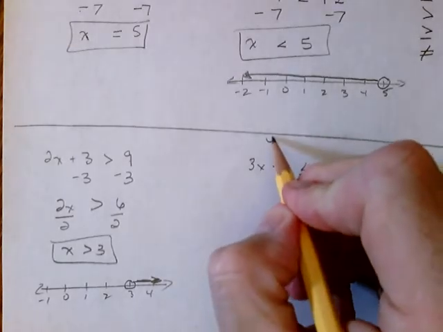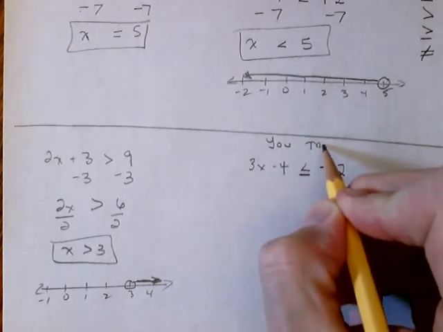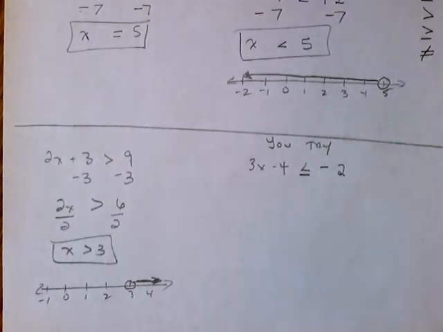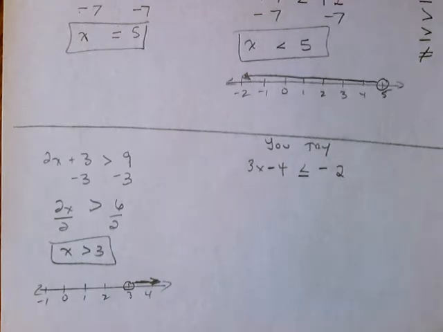I'd like you to try this example. 3x minus 4 is less than or equal to negative 2. On your note paper, work out this inequality. Go ahead and pause your video, and then you can check your work with me.